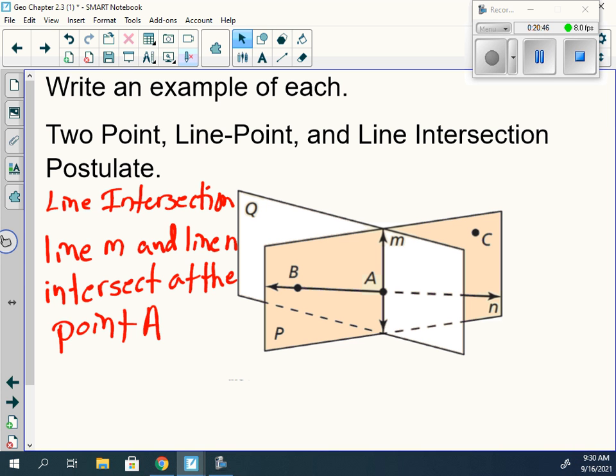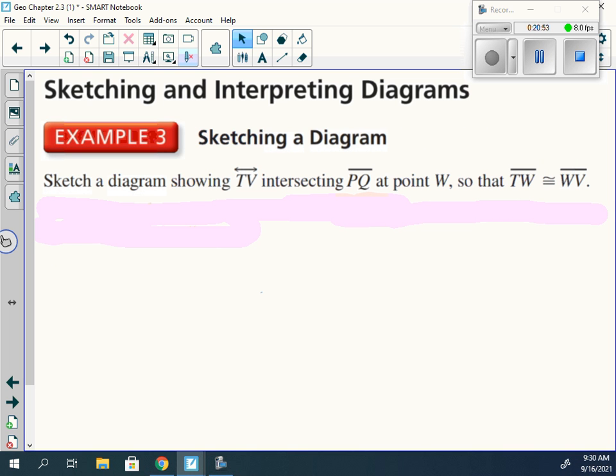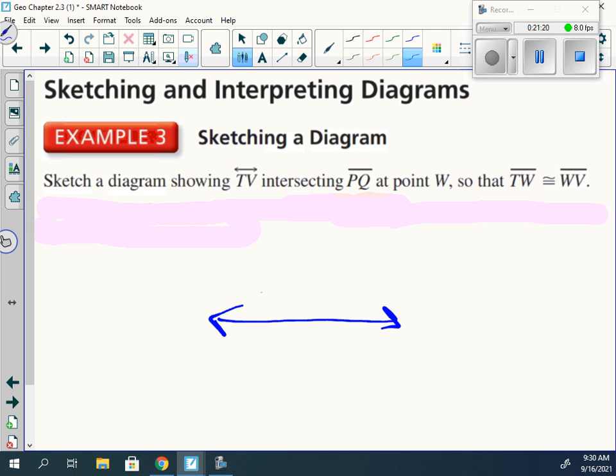Questions on this here? Are you ready for the next one? Sketch a diagram showing line TV intersects segment PQ at W, so that TW and WV are congruent. So sketch a diagram. We have what to start off with? Line TV intersects line segment PQ.